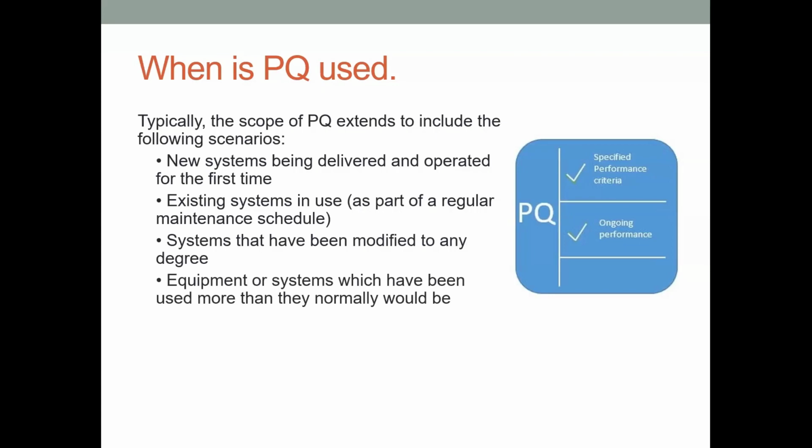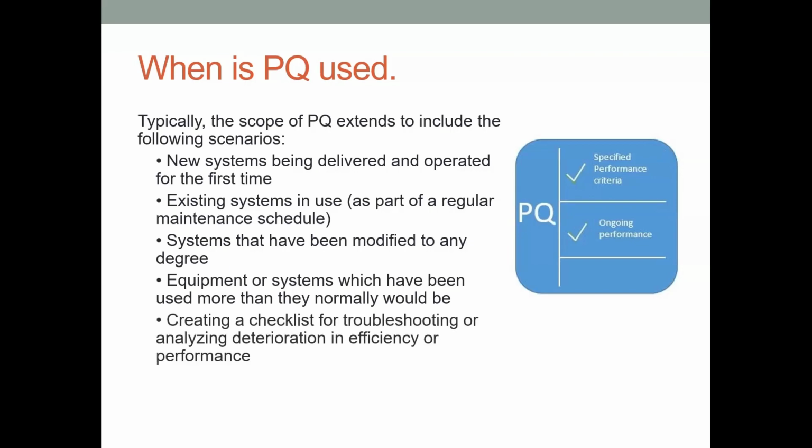Equipment or systems that have been used more than they normally would be, so if they've been used excessively for a certain period of time, you might want to rerun your PQ to make sure that they're still okay. Creating a checklist for troubleshooting or analysing deterioration in efficiency or performance, so just for process enhancements. Or after a system has been expanded in order to increase its capacity, so to make sure the increased capacity has no effect on the quality attributes.